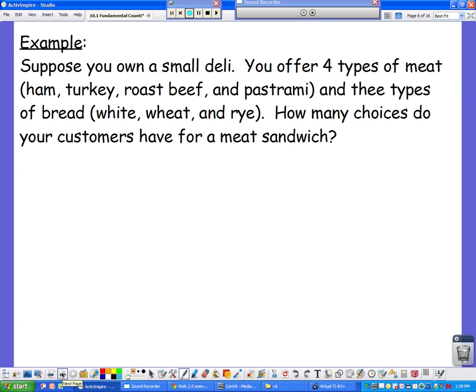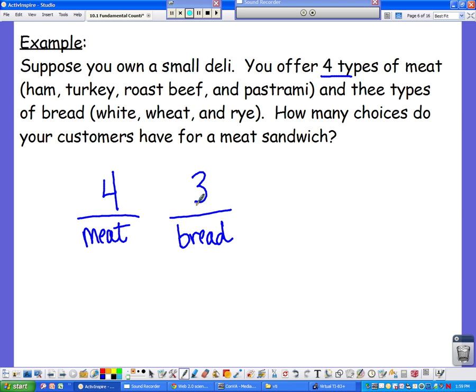In this example, suppose you own a small deli and you offer 4 types of meat, ham, turkey, roast beef, and pastrami, and 3 types of bread, white, wheat, and rye. How many choices do customers have for a meat sandwich? Now we're going to assume that they're going to pick 1 meat and 1 bread. Okay? So all we're going to do is pick a meat and pick a bread. So if you remember, we have 4 types of meat that they can choose from, and 3 types of bread that they can choose from. And all we do with those numbers is we multiply. So they have 12 different total sandwiches that they can make with those combinations.